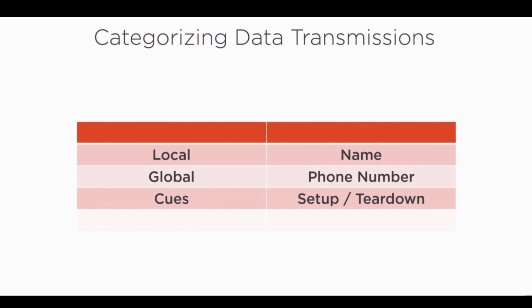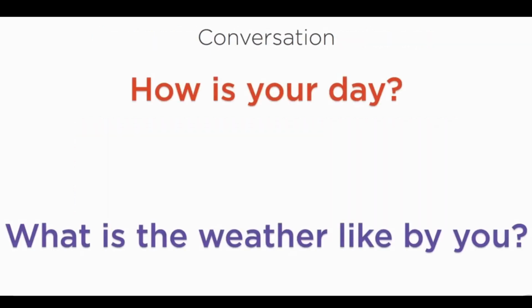And our cues are going to be what is used to set up and tear down our conversation, especially in the global sense when we're using the telephone. It's also going to be used to keep the conversation moving by saying, yes, I understand, or no, I don't understand, please repeat that.